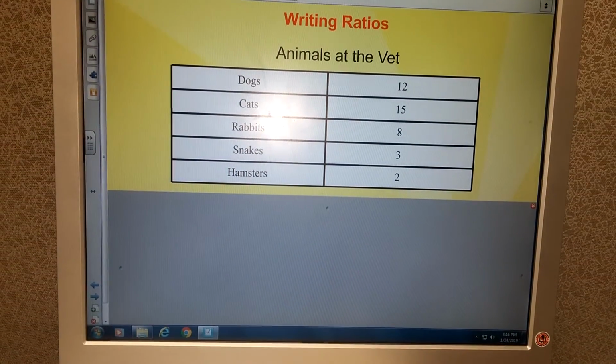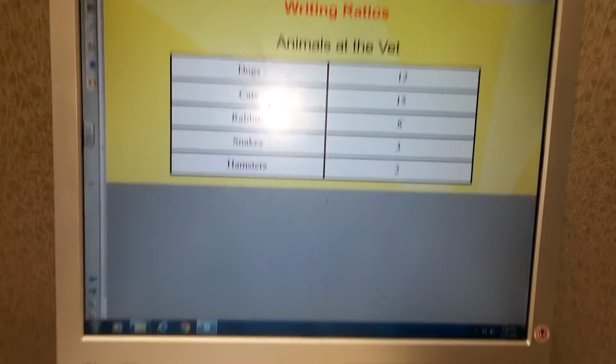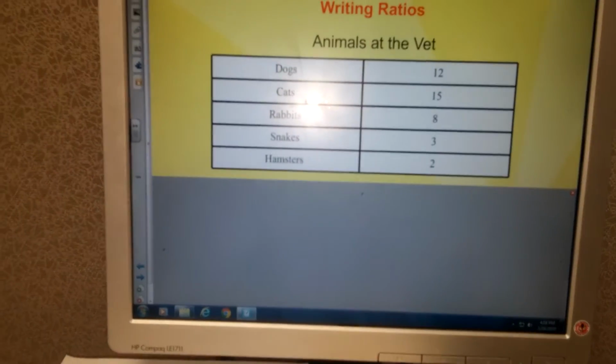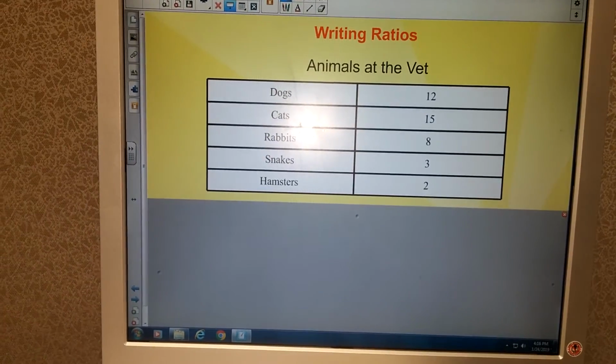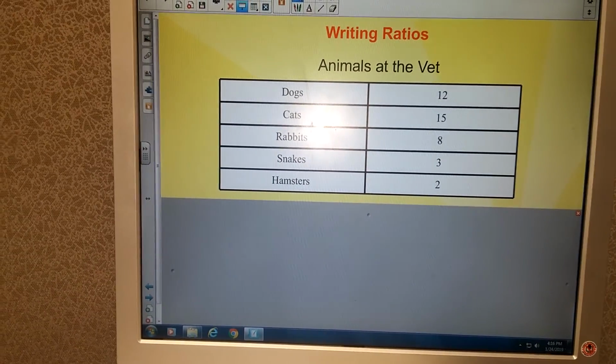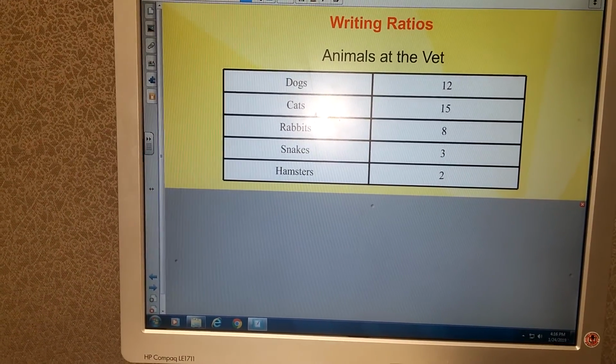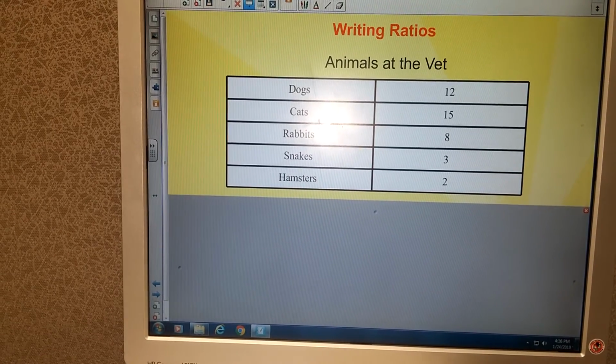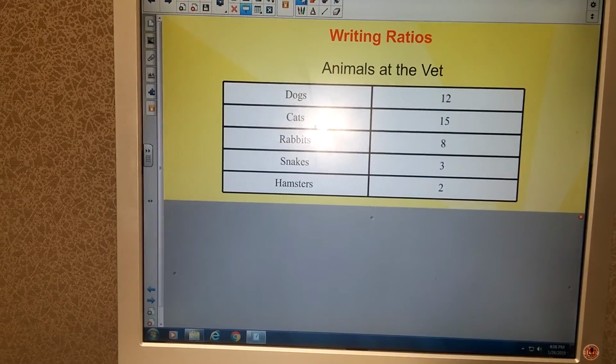Alright, moving on. Writing ratios from a chart. Take the next 30 seconds and copy this chart into your notes. The left column is type of animals at the vet: dogs, cats, rabbits, snakes, and hamsters. The right column is the number of each: 12 dogs, 15 cats, 8 rabbits, 3 snakes, 2 hamsters. Copy this into your notes.